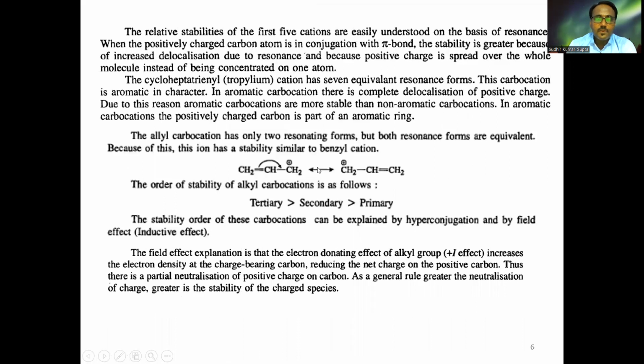Now, if we go for only the alkyl carbocations, then clearly the primary one is the least stable, more stable is the secondary one, and the most stable is the tertiary carbocation. The reason is that as we move from primary to secondary to tertiary, the number of methyl groups attached to the positively charged carbon atom increases. So the plus I effect is increasing, which causes an increase in the electron density on the carbon atom bearing the positive charge. So the stability is highest for tertiary carbocation and least for primary carbocation.